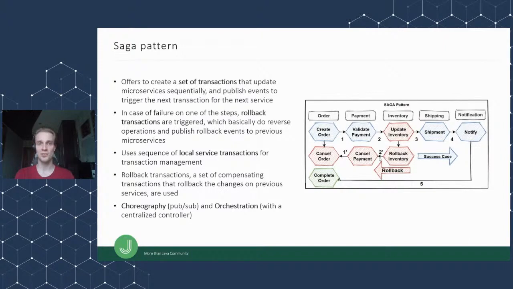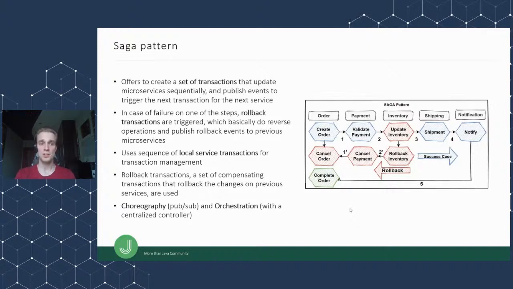It offers to create a set of transactions that update microservices sequentially, for example, creating an order for the order service and validating payment for the payment service, and publish those events to, for example, a message queue to trigger the next transaction for the next service. So every service will do the transactions step by step, one by one. In case of failure on one of those steps, rollback transactions are triggered, which basically do reverse operations and publish rollback events to previous microservices. So if in a monolithic application we can use a transaction and roll back a transaction, here we have to have another transaction, which will be called a rollback transaction.